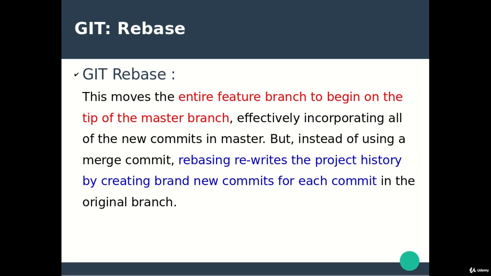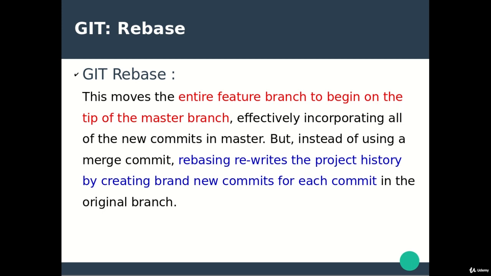Now let's discuss some more things about the rebase. It means the rebase moves the entire feature branch to begin at the tip of the master branch. What does it mean? We will see in the coming slide a complete picture of how the rebase is working, so it will make more sense and make clear what all the statements written over here are. So let's first try to understand what is over here.